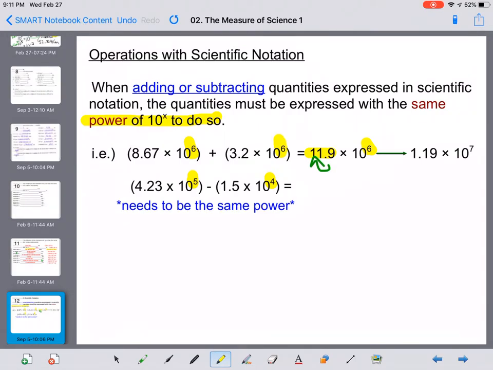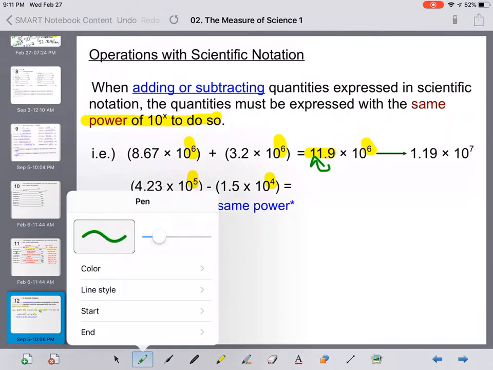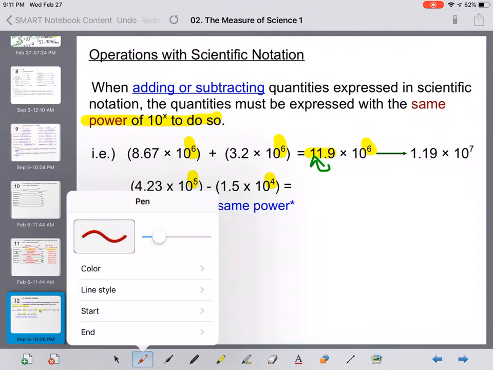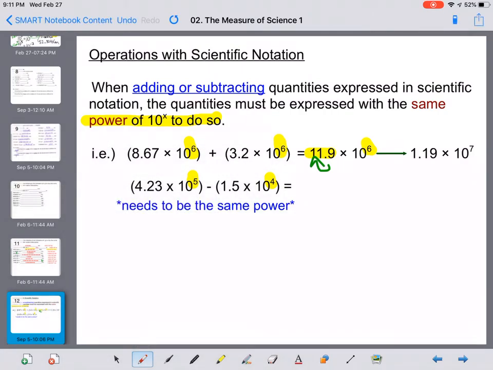So we have two options here. I can either try to make the 5 into a 4, or I can make the 4 into a 5. Both ways are right. I'm just going to run through one way by changing the 4 into the 5, but feel free to do whichever way makes sense for you. So I have 4.23 times 10 to the 5.